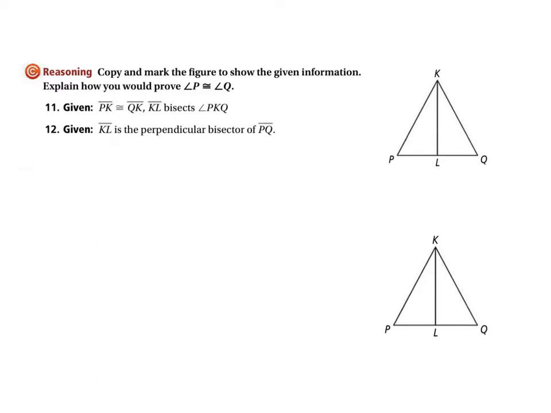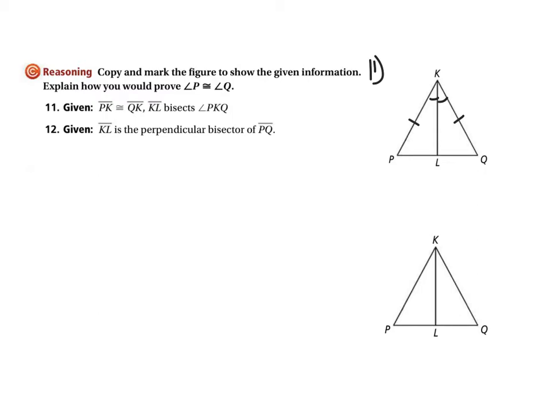So we'll do number 11 here. And what information do we have? We're given that PK is congruent to QK. PK, QK, congruent. And we are told that KL, this side running down the center, bisects angle PKQ at the top. And what that means then is we have two congruent angles there. We also know that, even though it wasn't told to us, so there we've copied and marked the figure with the given information. That's what you see with the given information.